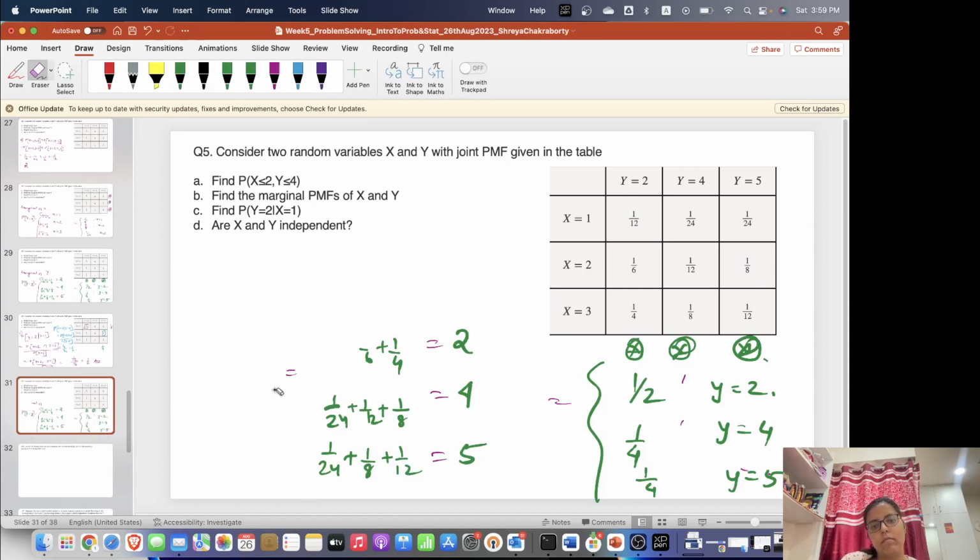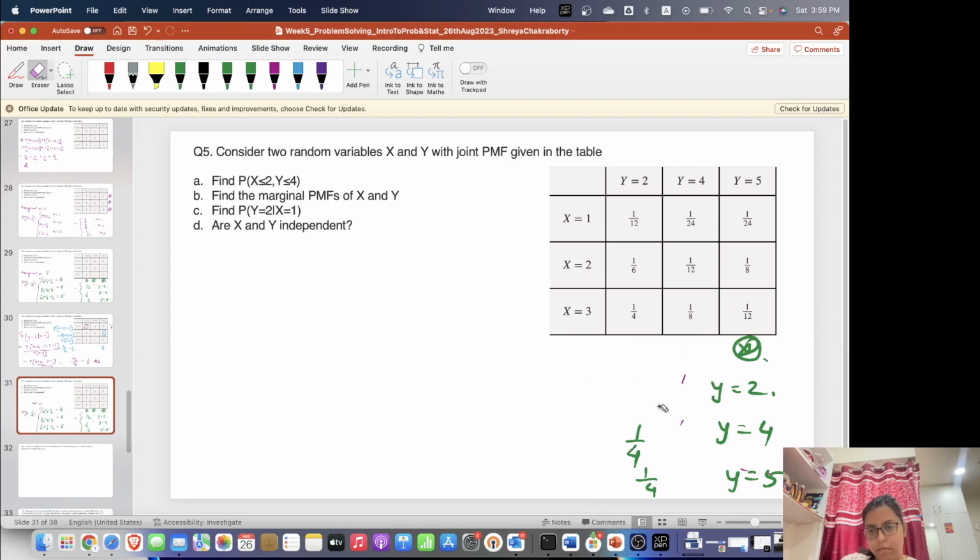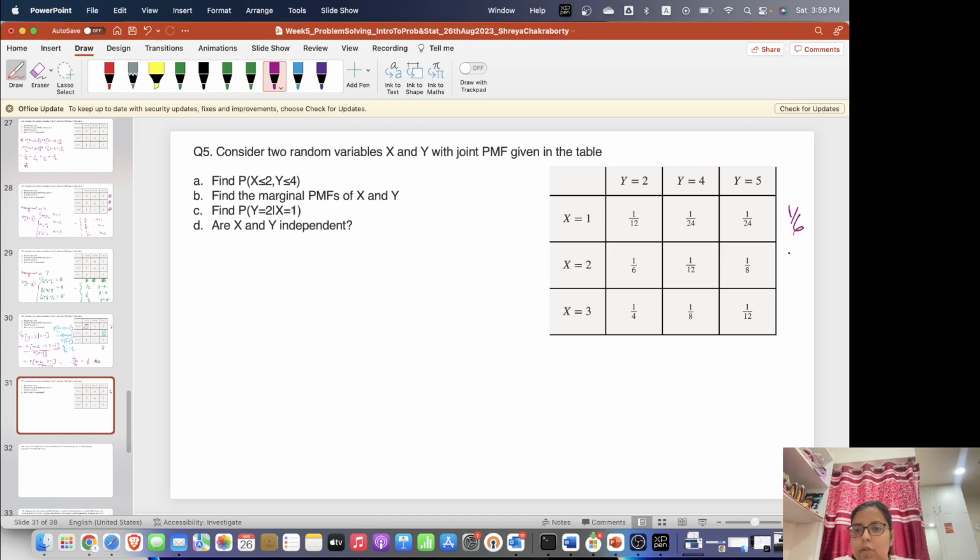Their joint distribution, the joint mass function, should be a product of the marginals. Yes. So we have to see if it holds for all x, y pairs. Alright, so now we'll write down the marginals over here. x equal to 1 was 1 by 6. x equal to 2 was how much? 3 by 8. And x equal to 3 was 11 by 24.